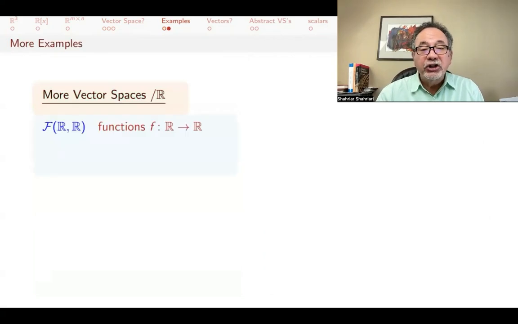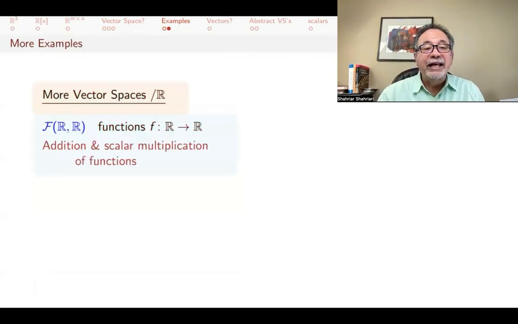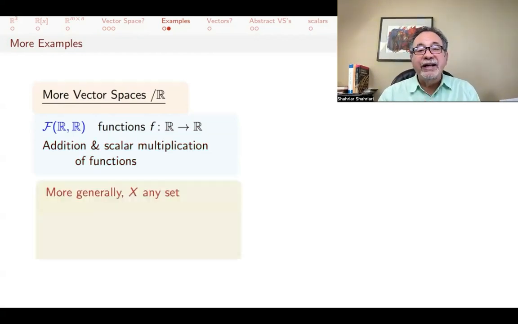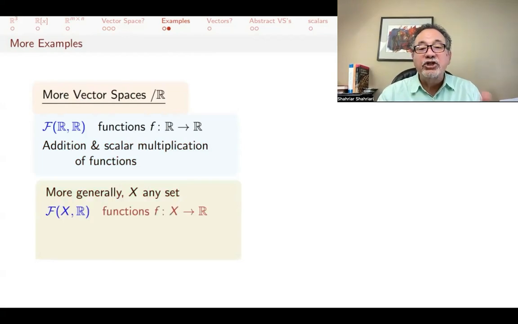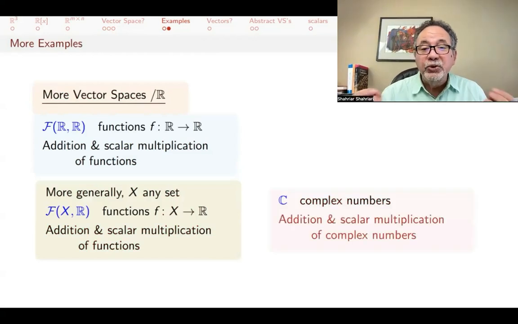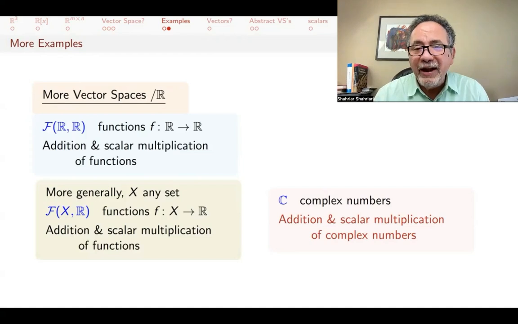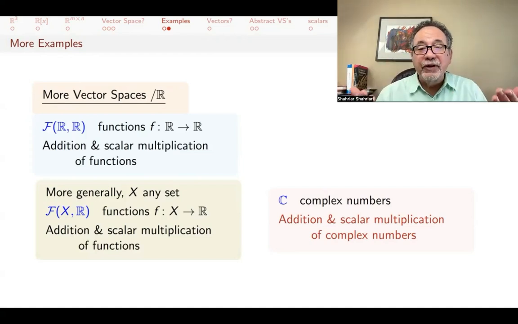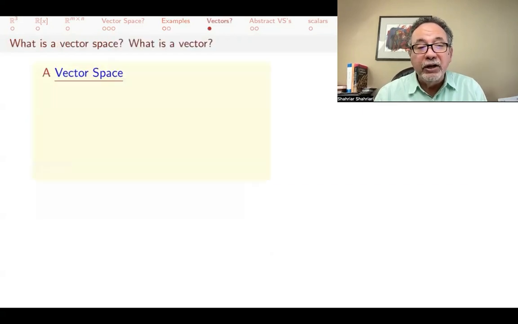There are other ones. Functions from R to R, functions whose domain is R and whose codomain is R. I have a whole video on those. Those form a vector space as well. More generally, if X is any set, all the functions from X to R also form a vector space. The complex numbers: you can add two complex numbers together and multiply by real scalars and get a complex number, and they form a vector space. So vector spaces are quite a varied bunch. And these are examples of vector spaces. There are plenty of other vector spaces that you might run into.